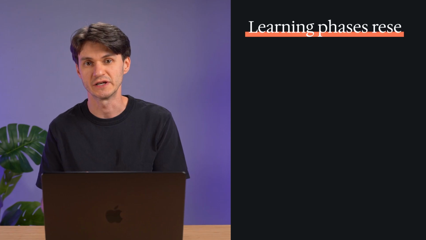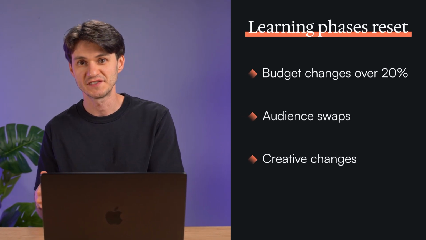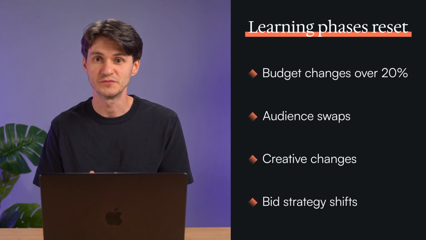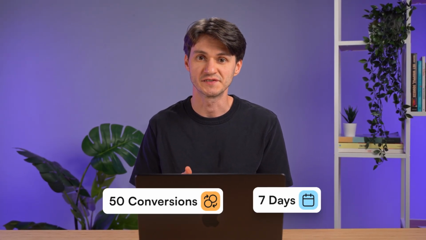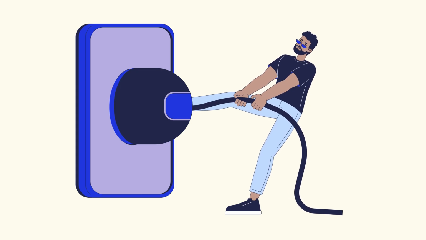Every significant edit resets the learning phase, and significant has a lower bar than most people realize. Budget changes over 20%, audience swaps, creative changes, bid strategy shifts. All of them trigger a reset. Meta needs about 50 conversions within 7 days to stabilize. One of the most common and most expensive mistakes is killing a campaign on day 2 because the numbers look rough. You're pulling the plug before the algorithm has enough data to work with. Let new campaigns run 3 to 5 days before judging, and try to avoid stacking multiple edits in the same week.